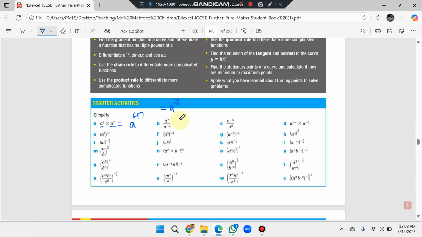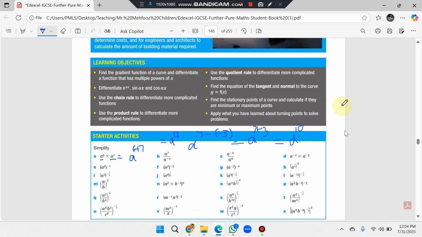Next is the same. The two numbers are dividing, and their bases are the same, so we can subtract these two numbers' powers. So it will become a raised to the power 7 minus 3, which will be equal to a raised to the power 4. Right? Do you have any problem? No. Okay. So parts C, D also are the same.